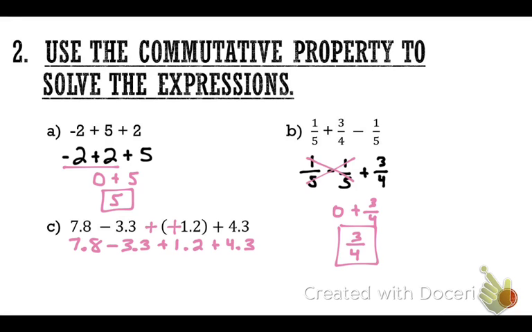Now, when you're adding, you are allowed to add from left to right. If that makes you the happiest, that's totally fine. If you want to commute or use that property, you can switch things around, but you don't have to. Sometimes people just like to work from left to right. In this case, I'm just going to work from left to right.